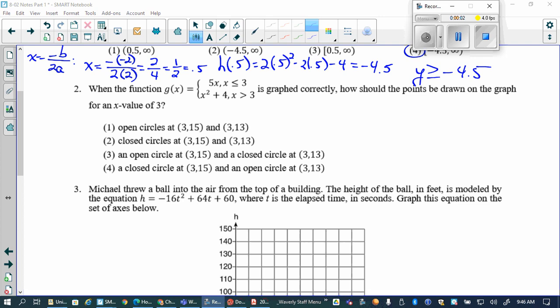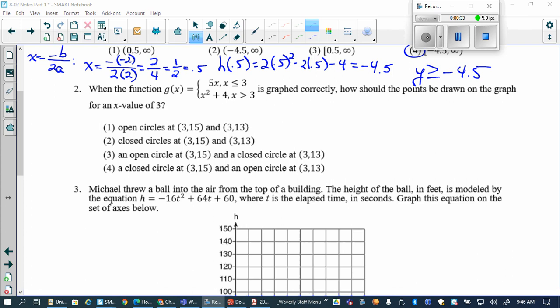All right, so number 2, we have a piecewise function, right? Okay, read it over. What's it asking? And what do they mean? What do they mean how they're drawn? What are they getting at? Well, look at the choices. Open and closed circles, right? For included and non-included points, right?